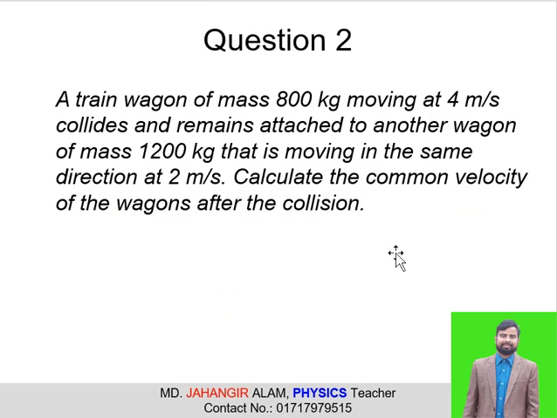Now, question number two related to conservation of momentum. A train wagon of mass 800 kg moving at 4 meter per second collides and remains attached to another wagon of mass 1200 kg that is moving in the same direction at 2 meter per second. Calculate the common velocity of the wagons after the collision.